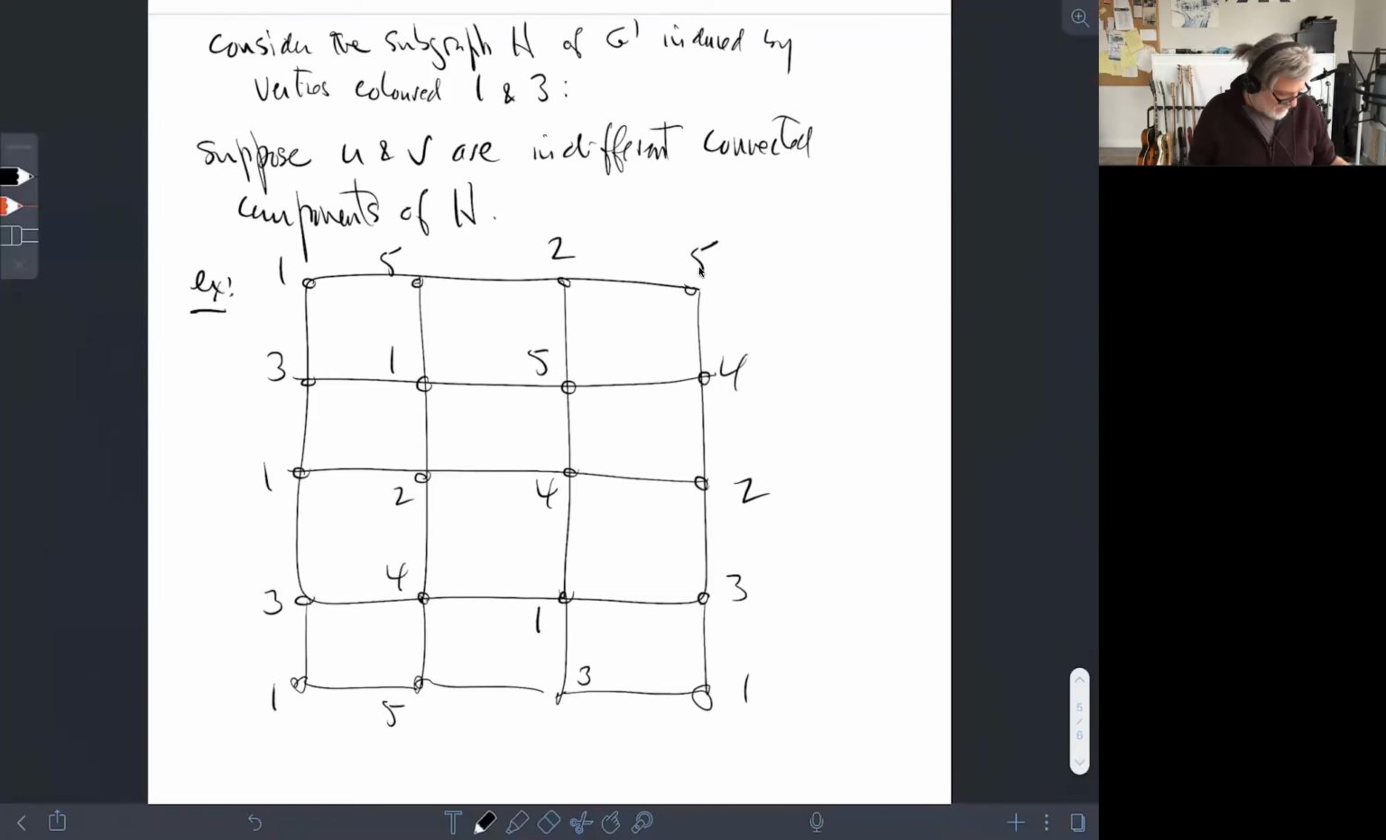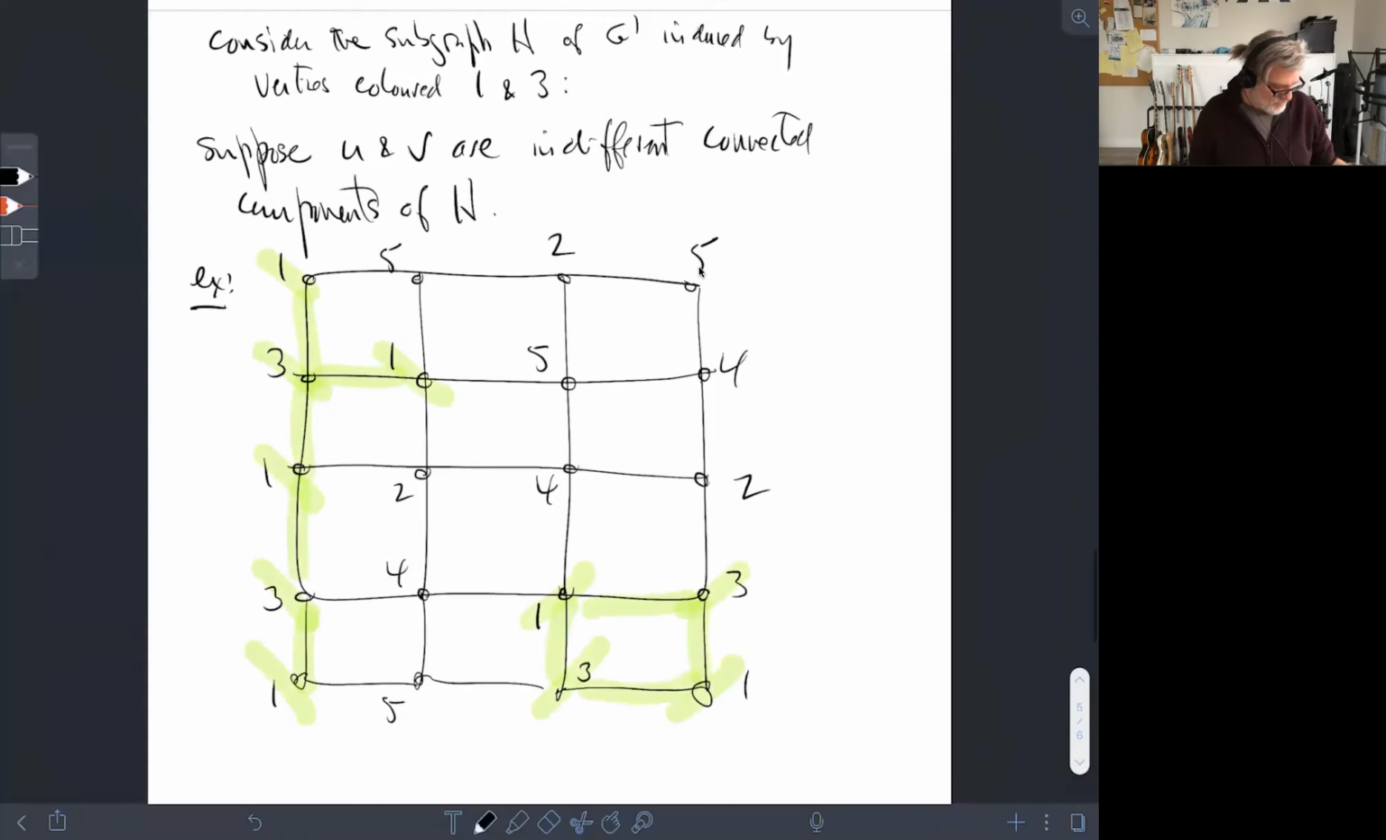I've lost someone. Suppose this is G prime, and I'm going to look at the subgraph induced by the vertices colored by 1 and 3. So they are here, right? That's one part, and the other part is here. Okay, so you see that this graph is disconnected. There are two parts. Okay. Here's the key idea.